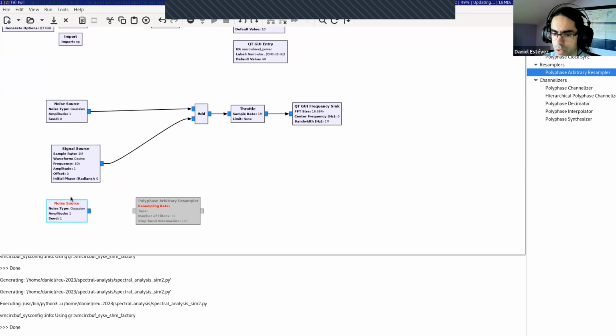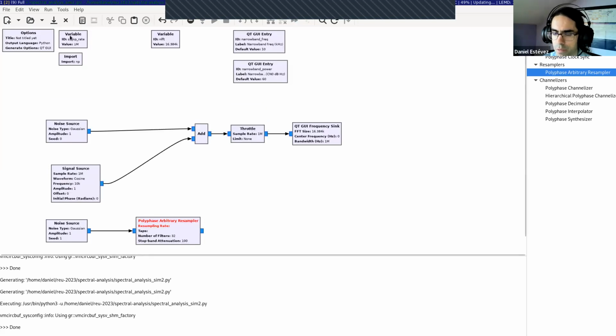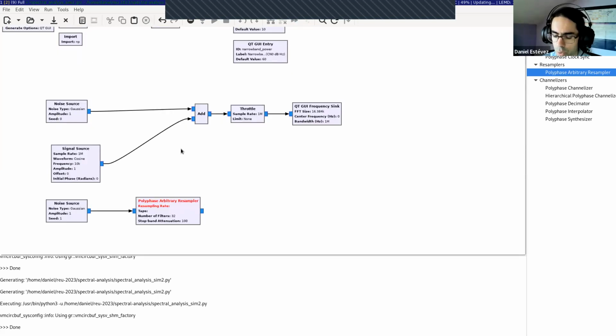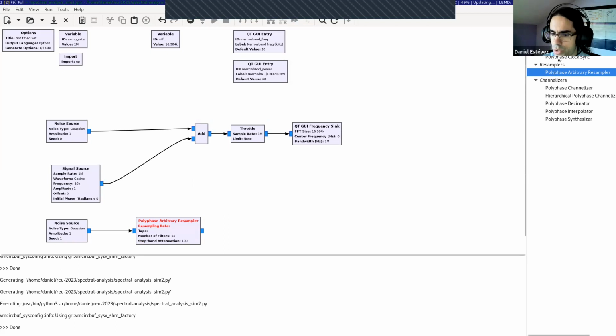So what we can do is to generate noise at a lower rate and then use this resampler block to include that noise at a lower rate into our 1 megahertz bandwidth in such a way that the noise only occupies the original bandwidth that it was simulated at. So let me show what I mean by that.